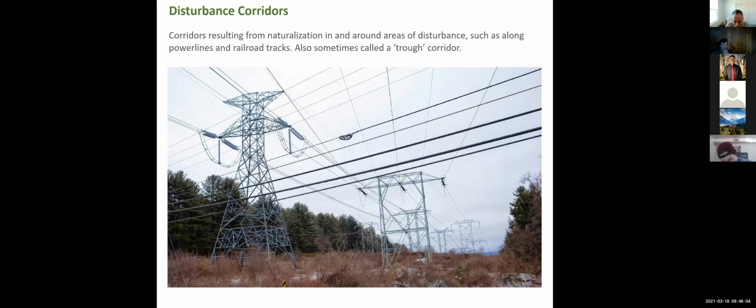So here we have one example where we have power lines moving through an area of landscape, and it's breaking up two forest patches, dividing those in two, and creating a corridor that in this case is acting as a barrier rather than a conduit in the landscape.